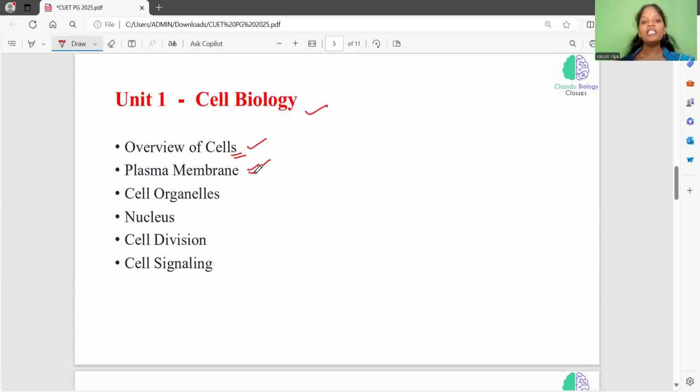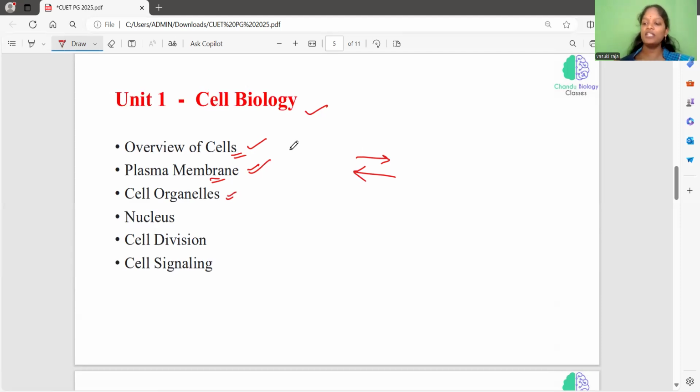Because this plasma membrane is everything. If we want to enter into the cell, and if you want to eliminate something from the cell, everything will be crossed through this plasma membrane. So we have to read this plasma membrane first, and after that we have to enter into the cell organelles.